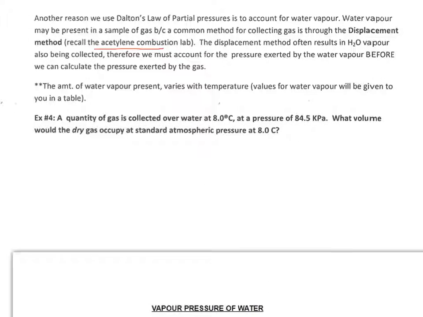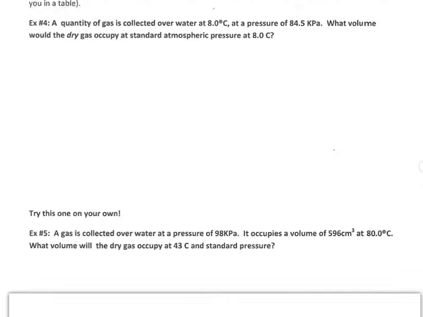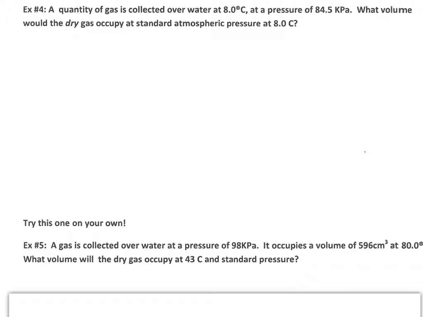Okay, so how can we use this table in a question? So let's look at the example number 4 that's written here. So a quantity of gas is collected over water at 8 degrees Celsius at a pressure of 84.5 kilopascals. I made a mistake in this question. Can you also add in, please, that the volume is 353 centimeters cubed? What volume would the dry gas occupy at standard atmospheric pressure at 8 degrees Celsius?